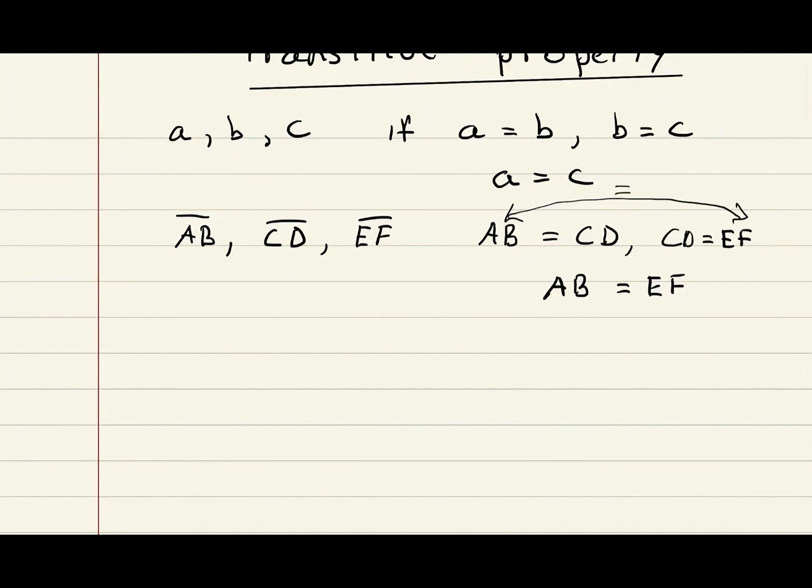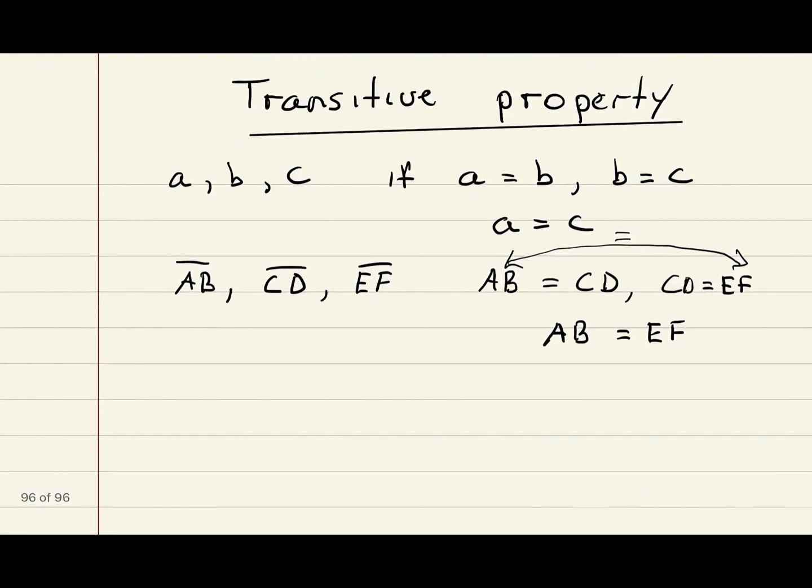So it transits. That's another way you can look at it. AB transits to EF, or is equal to EF. So that's an example of the transitive property. We're going to be using it a lot in geometry.